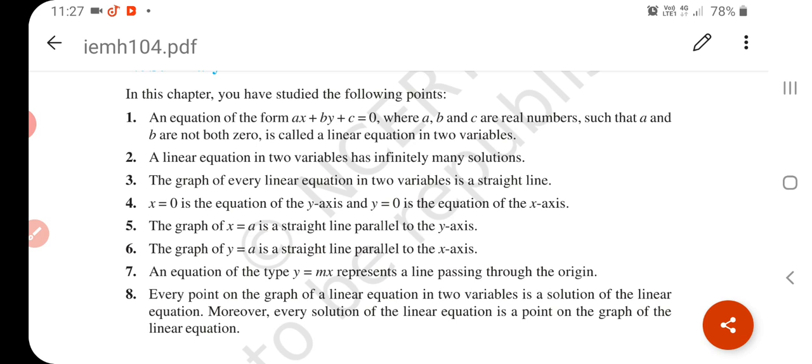Understand? I think you have completed exercise 4.4 in your notebook. Only 2 questions are there, so complete them in your notebook.